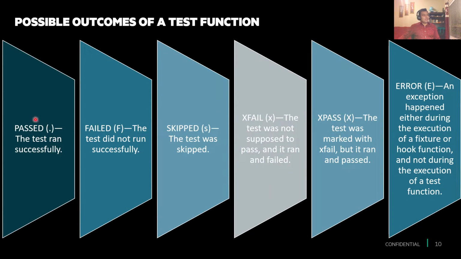So we learned about pass, fail, skipped, but there are a few more. Maybe we have defined some test cases to fail, and it failed. We defined some test cases marked with the XFAIL, but it passed. Or we came across some errors. So these different scenarios could be the possible test outcomes.